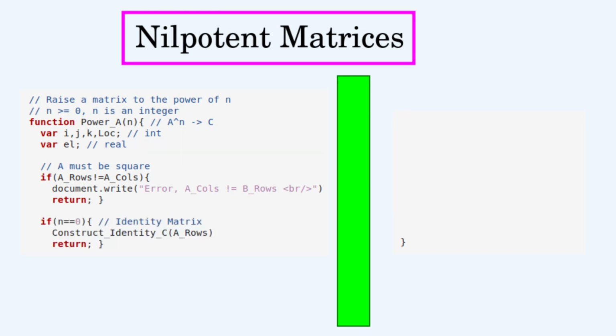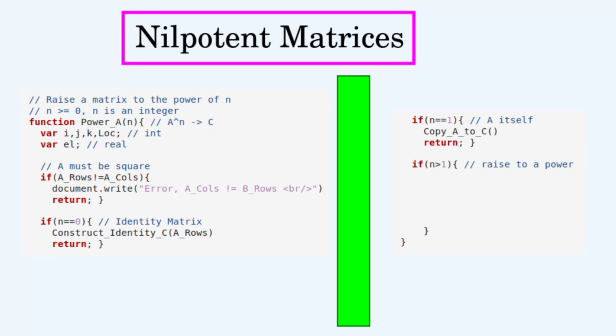Raising a matrix to the power of 0 gives us the identity matrix, because it behaves like the number 1 and is the matrix equivalent of the number 1. Raising a matrix to the power of 1 gives us this matrix itself.